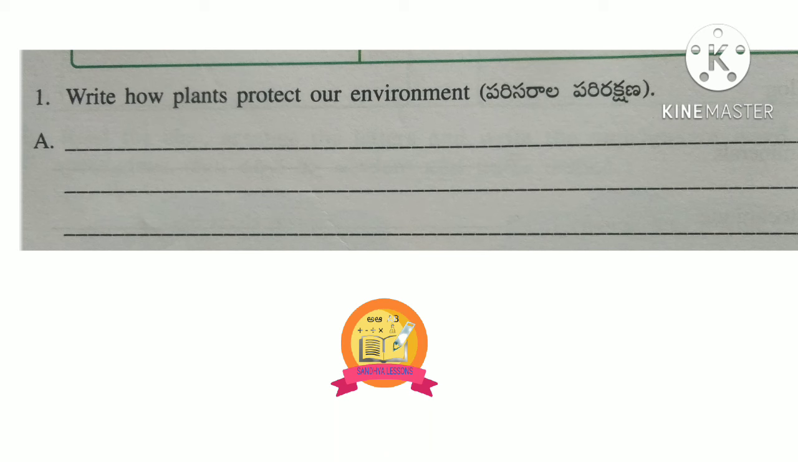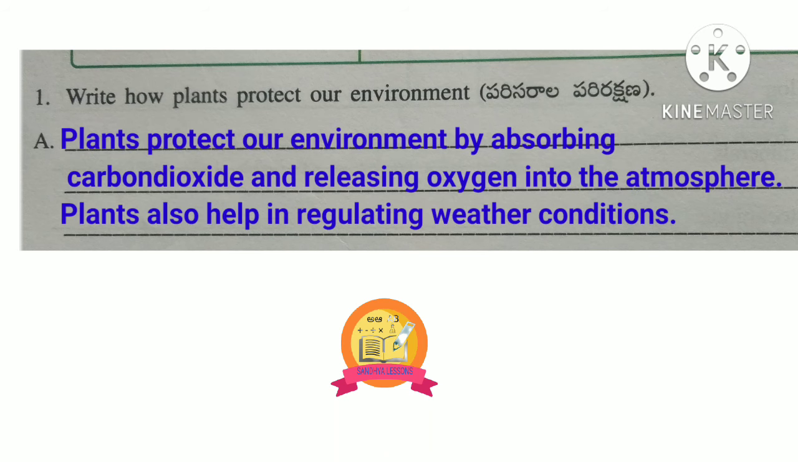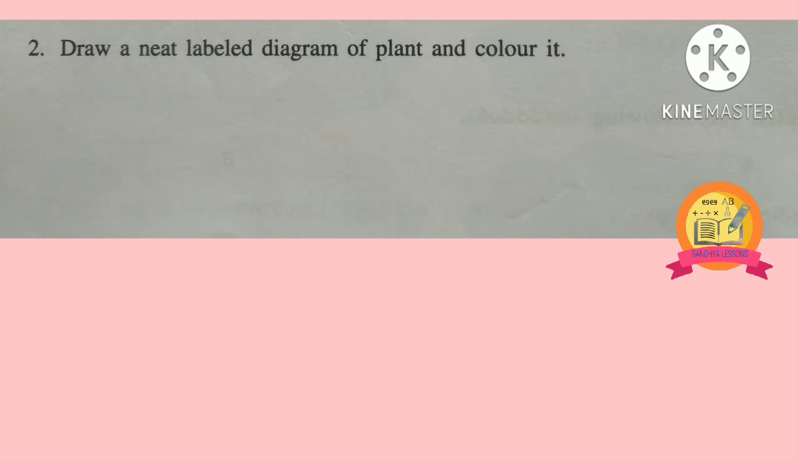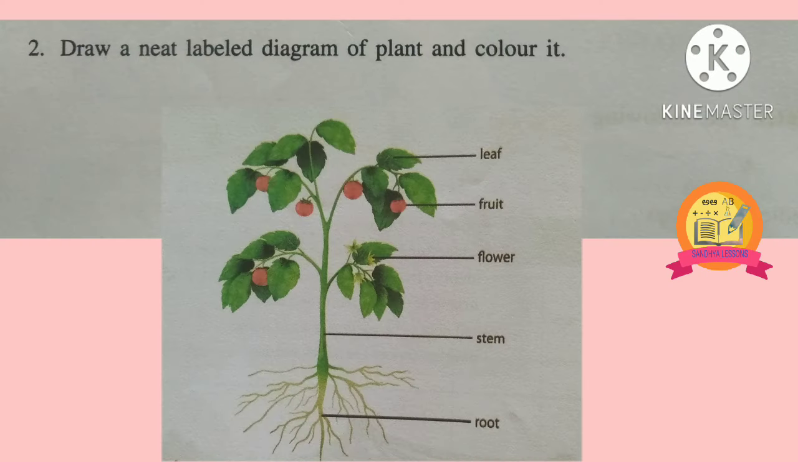First question. Write how plants protect our environment. Plants protect our environment by absorbing carbon dioxide and releasing oxygen into the atmosphere. Plants also help in regulating weather conditions. Second question. Draw a neat labeled diagram of plant and color it. Parts of a plant are leaf, fruit, flower, stem, root.